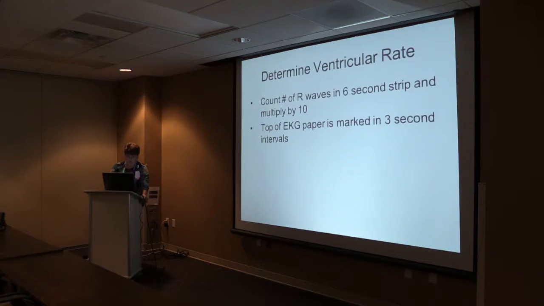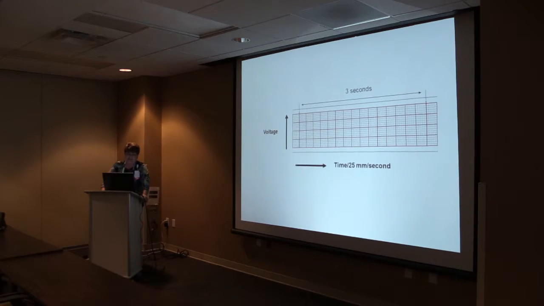Remember that the top of the paper is measured in 3-second strips. So I would double the 3 seconds. I said it was 6 seconds, it's 3 seconds. I would double that and get my 6 seconds. You with me? So let's look. From the mark at the top of the paper to the next mark at the top of the paper is 3 seconds. So if I was going for 6 seconds, I would just double it. Okay?